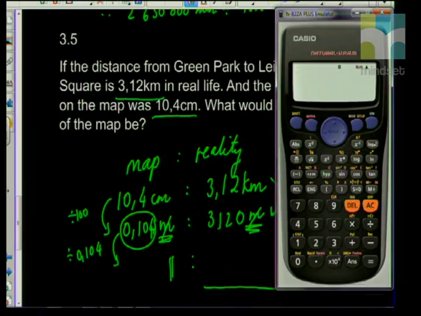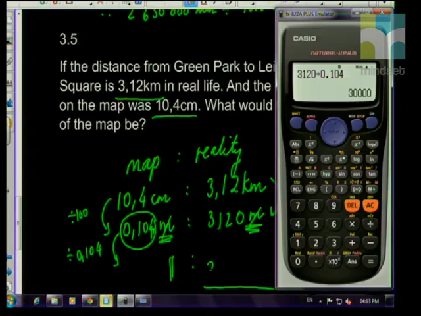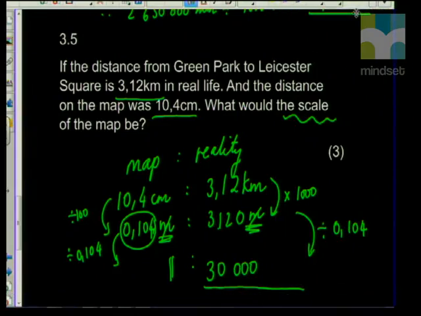And if I get out my calculator, I will get 3120 divided by 0.104. And I'll get an answer of 30,000. So therefore, my scale is 1:30,000. So as you can see, that's the end of question 3.